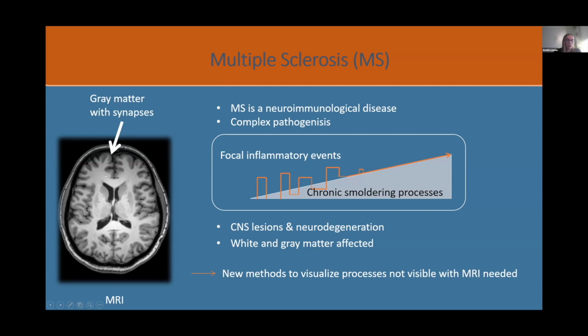And while white matter pathology is a little bit easier to see, especially gray matter pathology, what is important for here, because there's also the synapses located, is harder to see in the MRI. And especially also smoldering processes, which are much more subtle than these acute inflammatory events, are difficult to see and to visualize in the MRI. And that's why especially PET imaging starts to be valuable to detect the pathology behind MS.